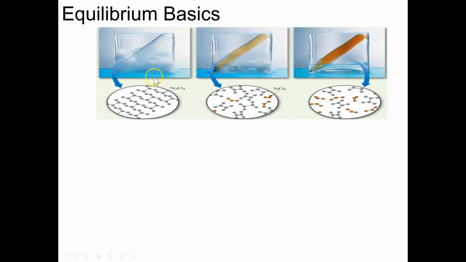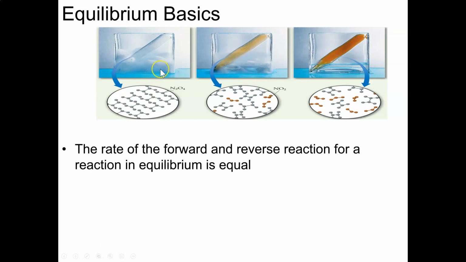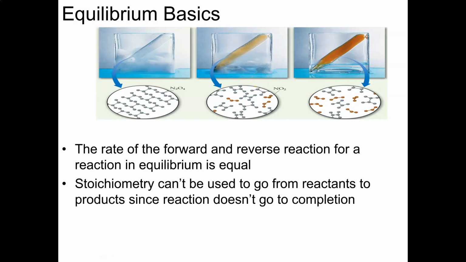So this is an example of an equilibrium type scenario. The rate of the forward reaction is equal to the rate of the reverse reaction. Stoich can be used for this. So what's going on in this particular situation, you have N2O4, producing 2NO2. So this is the reversible reaction that you're looking at.